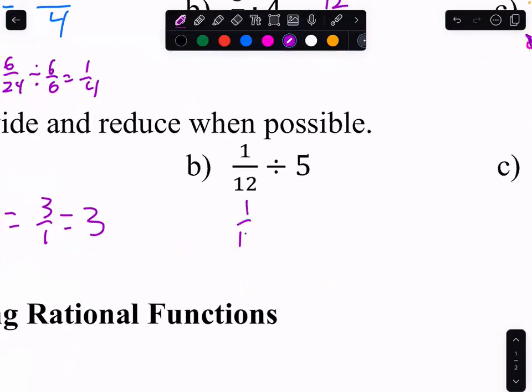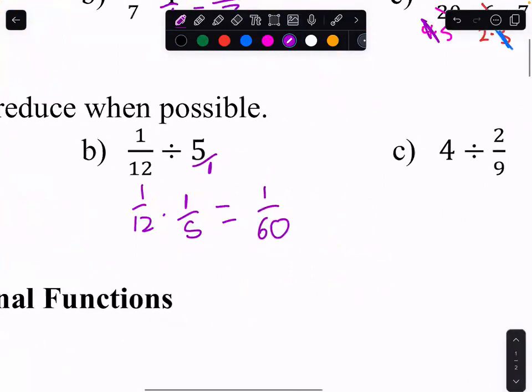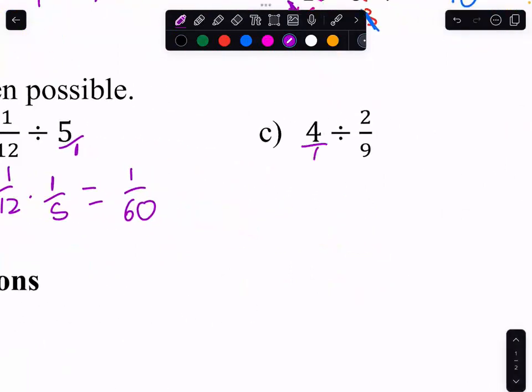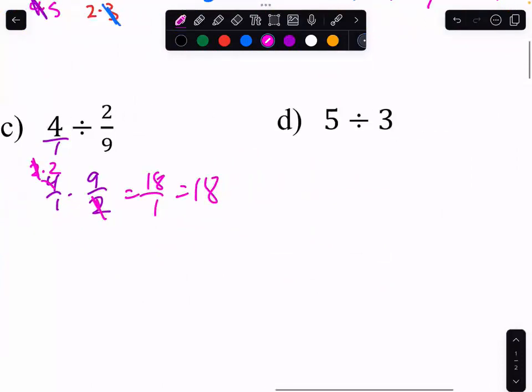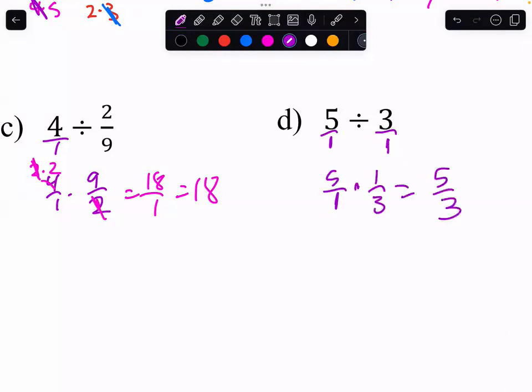1/12 stays the same. 5 is originally 5/1, so the reciprocal is 1/5. This time you can't reduce, so you just multiply. Over here, 4 is 4/1. Keep that the same. Multiply by the reciprocal, 9/2. 4 is 2 times 2, so get rid of a 2 from each section. And then lastly, 5 divided by 3. I can turn them both into fractions, keep the first one the same, do the reciprocal of the other one.